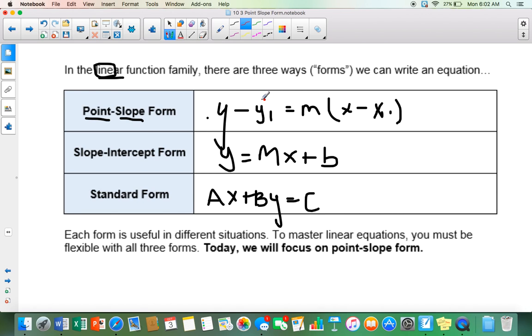Now, in this information we know we are going to have our y1 from a coordinate point and our x1 from a coordinate point, okay? And then our m is obviously going to be our slope, which we're either going to be given or we're going to have to find, okay? This y over here is left as y, and this y is left as y, and this x is left as x.